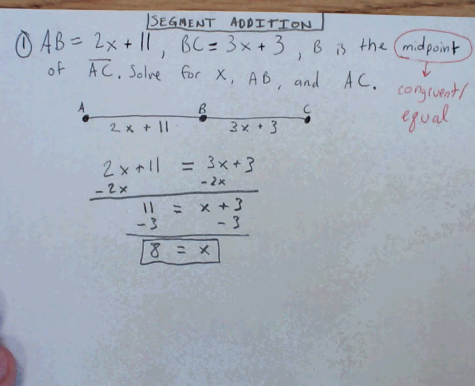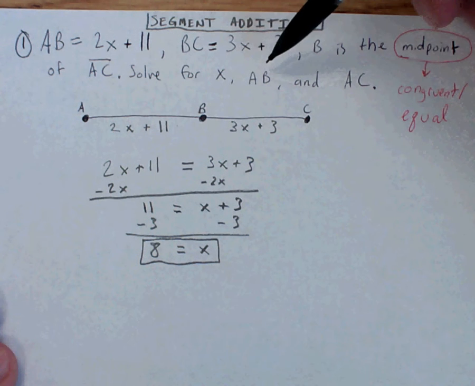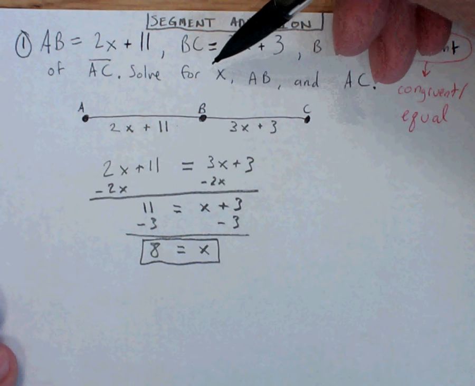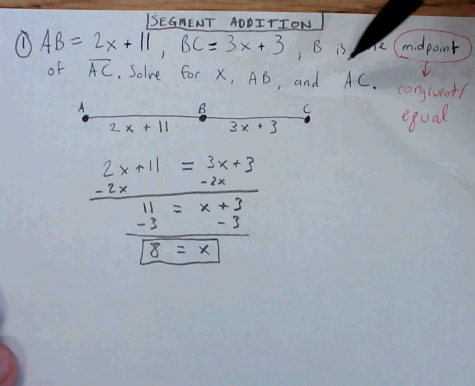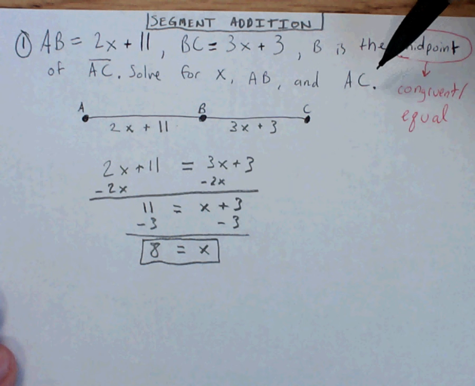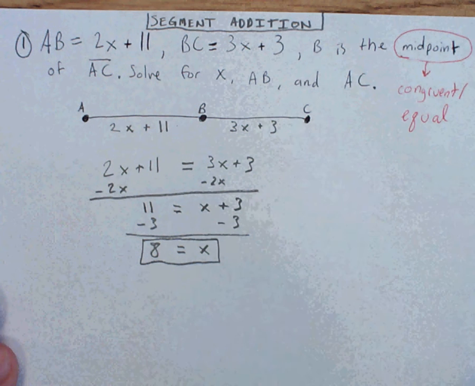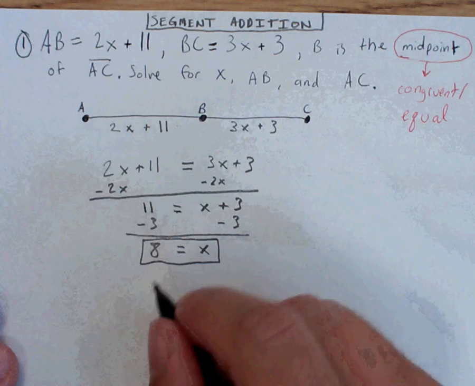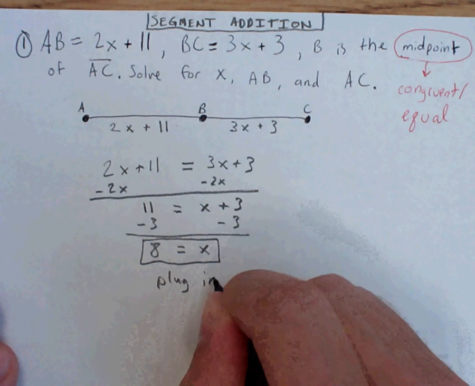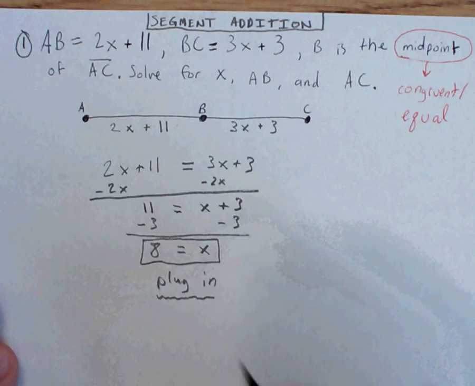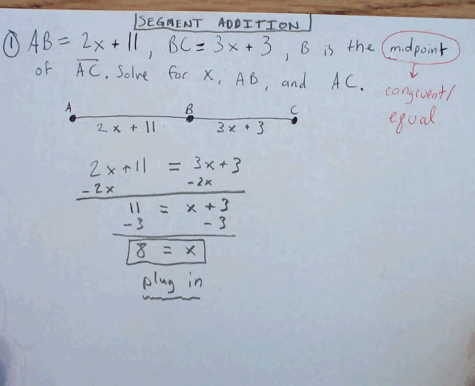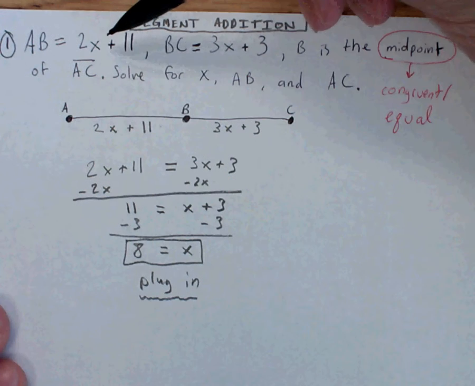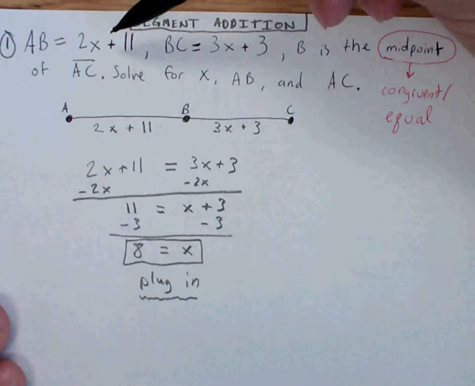Except no. Remember to read the problem. Not only do we want x, we also want AB and AC. Well, what does that mean? That means we're going to plug in our x for AB and AC. Well, AB is given to us already, so we can just plug x right into that.